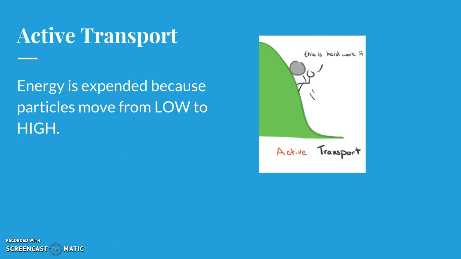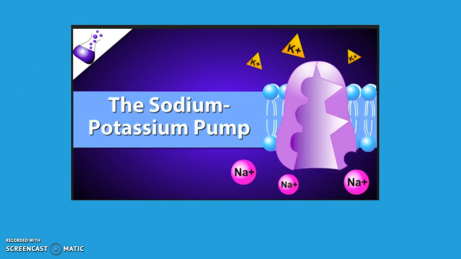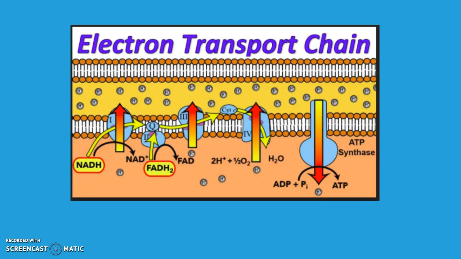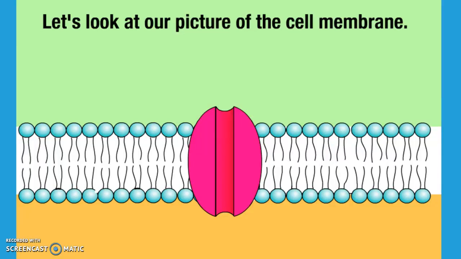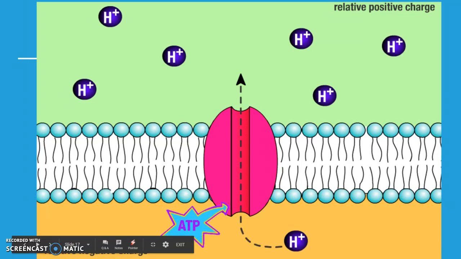So active transport, on the other hand, is when we use energy. And there's only a couple examples of active transport. The first and most important being the protein pump. The protein pump is going to move materials from low concentration to high concentration, but it's going to need to use energy. That's active transport. We've seen this in the sodium-potassium pump, as well as in the electron transport chain in photosynthesis and cellular respiration, where hydrogen ions are being pumped in using the energy from electrons. So again, active transport, we're going from low to high using energy.